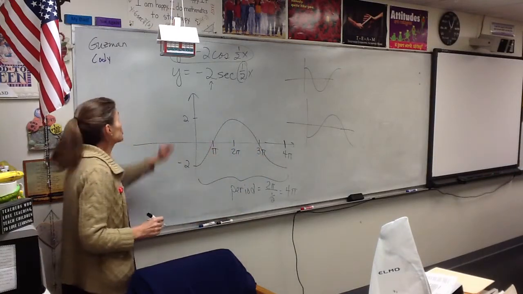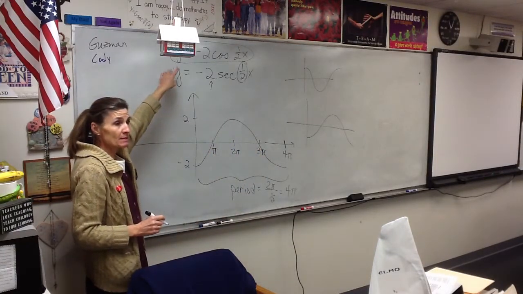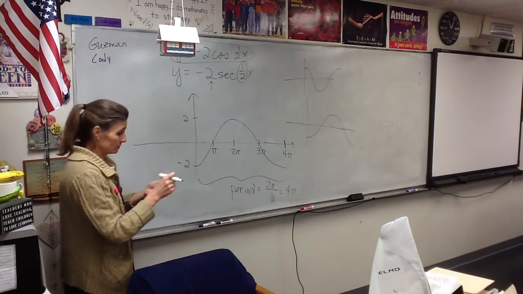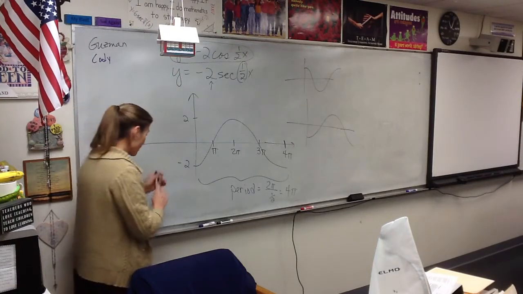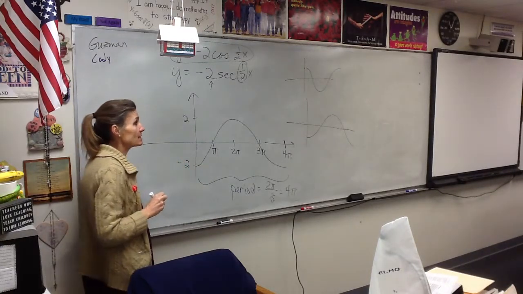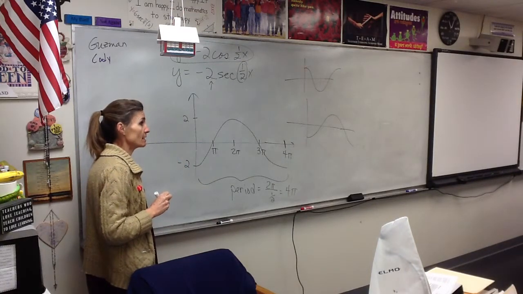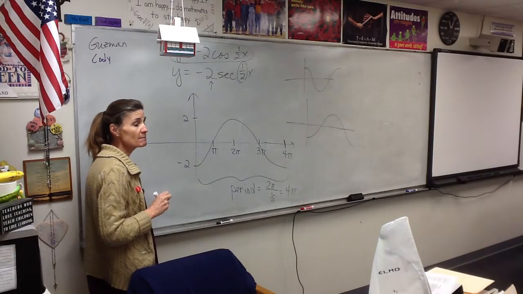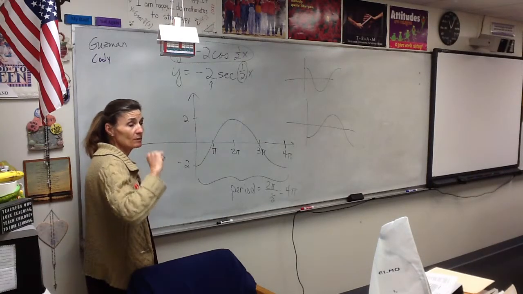You are finished with the cosine. That is a beautiful cosine curve. Delaney, you with me so far? Yes. Now, I have to make it a secant. And that's real easy, isn't it? All I have to do is drop in some asymptotes and flip the curves.